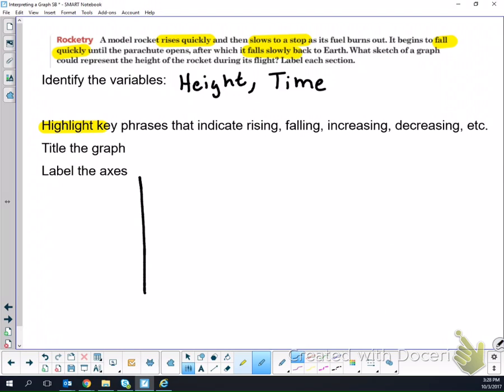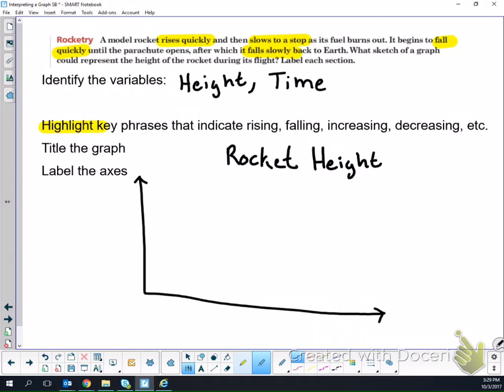All right, so next we're just going to start drawing this graph. So I've got my axes. And now I need a title for the graph. I'm going to use something simple. Once again, your title should just tell the person who's going to look at the graph the bare minimum basics of what the graph is about. So this is all about rocket height. So I've got the height of my rocket over here, and then we've got over time.